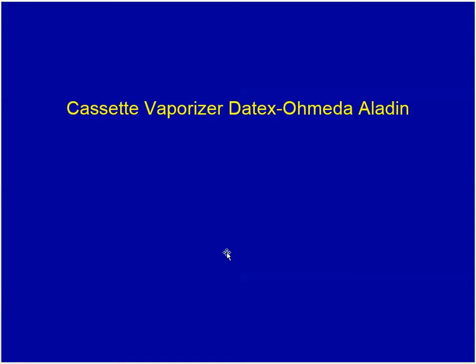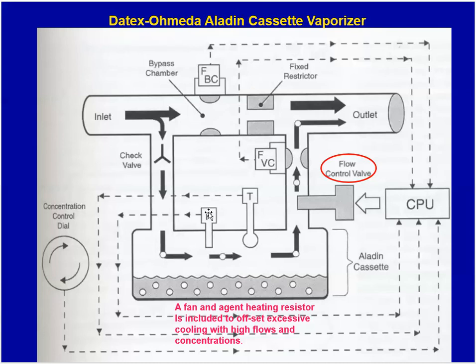The third type of vaporizer is the Datex-Ohmeda Aladin Cassette vaporizer. This is similar to the first flow over vaporizer that we talked about before. So you have the fresh gas flow coming in, and some of this is diverted through the vaporizing chamber to produce the desired concentration of the agent. What is unique about this is that it is controlled by a computer which measures the flow rates and the temperatures and the type of gas and adjusts these flow meters so that it generates the concentration that you desire.